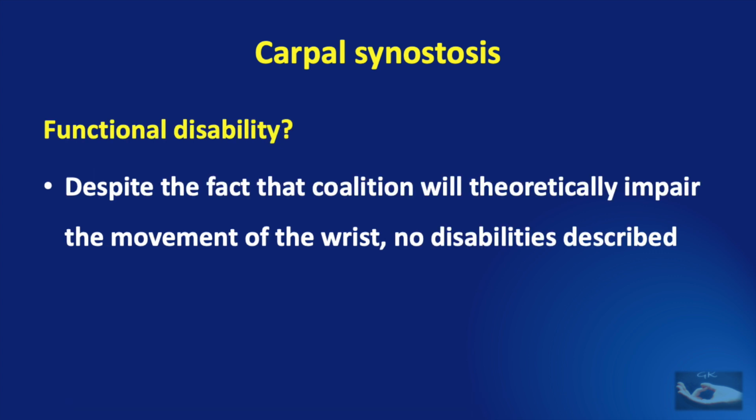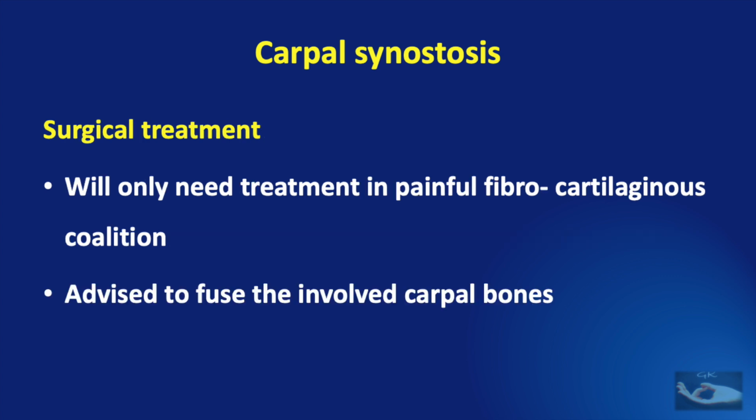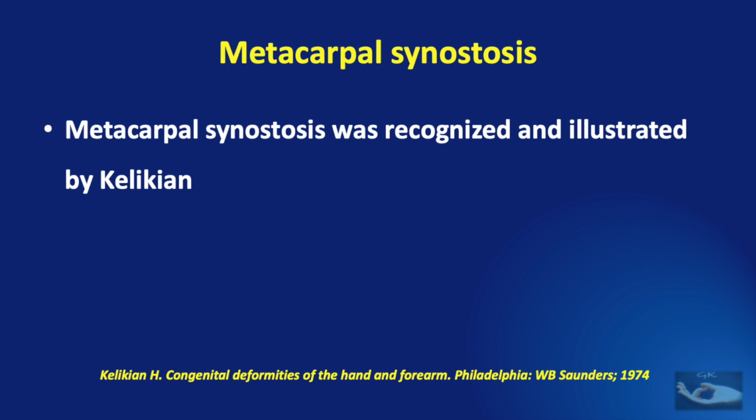It is interesting to note that despite the fact that the coalition will theoretically impair the movement at the wrist, no disabilities have been described. This condition will usually require surgical treatment only in painful fibrocartilaginous coalition, where it is advised to fuse the involved carpal bones. Metacarpal synostosis was recognized and illustrated by Kelly in 1974.